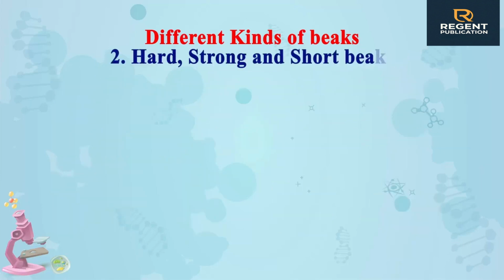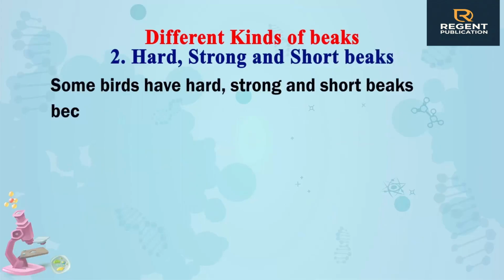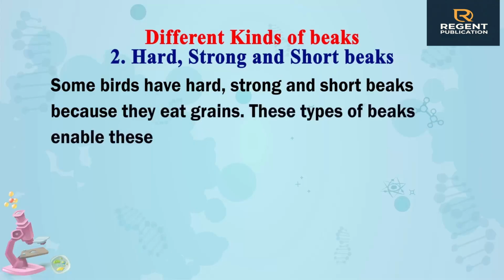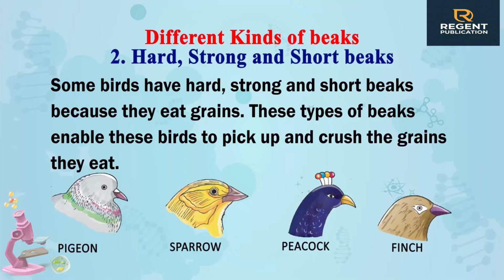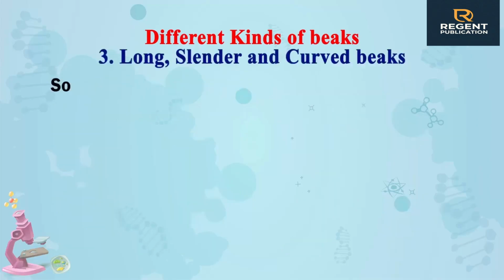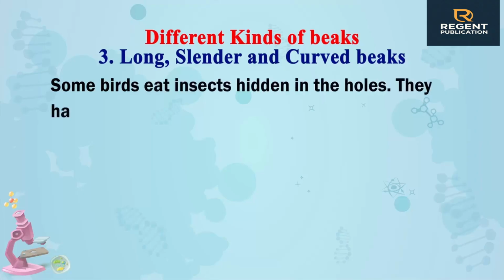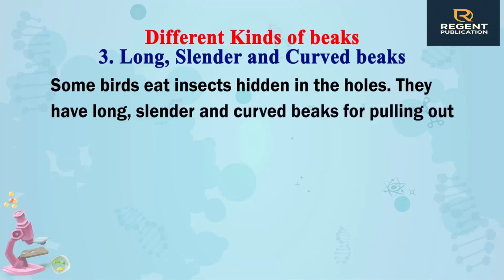Hard, strong, and short beaks. Some birds have hard, strong, and short beaks because they eat grains. These types of beaks enable these birds to pick up and crush the grains they eat. Long, slender, and curved beaks. Some birds eat insects hidden in the holes. They have long, slender, and curved beaks for pulling out insects from their hiding places.